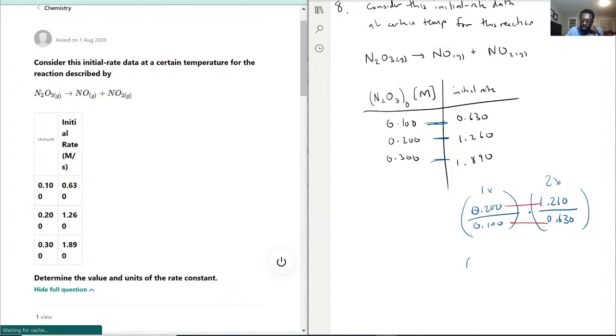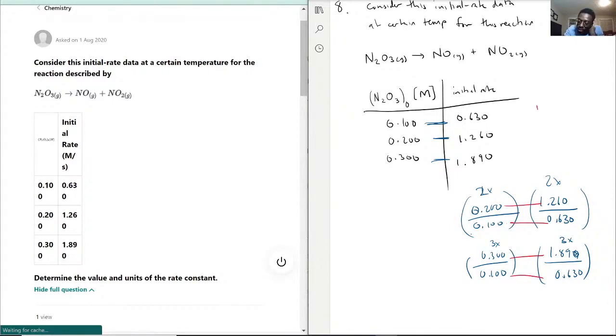So this is the 1 to 3 jump. Okay, so we have 0.100 and 0.300, okay, and we now have 1.890 and 0.630. Okay, and if you actually put this in your calculator, you see that this is actually now 3 times. Oops, 2 times here, 3 times, so there's the relationship here.